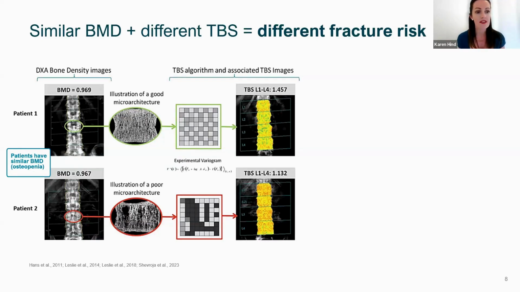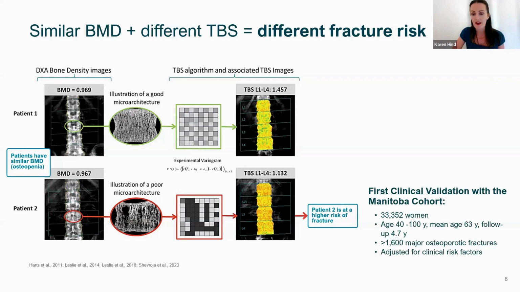Both of these patients have a similar bone density of the spine, indicating osteopenia. Both of those patients also undergo a TBS assessment. Patient 1 has good bone microarchitecture, and patient 2 has poor bone microarchitecture, as indicated by the TBS assessment. Because of that, patient 2 is at a higher risk of fracture.